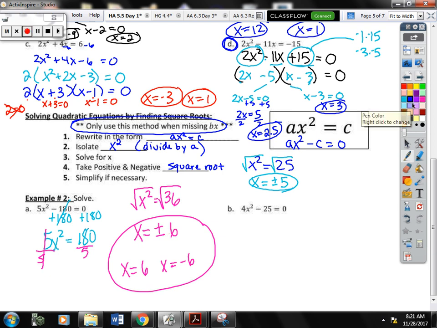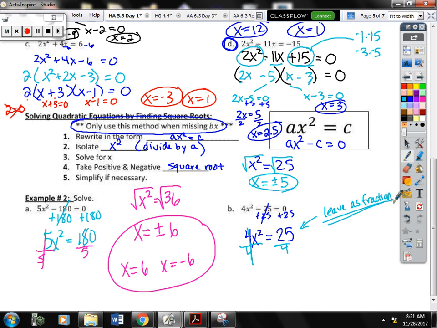Okay, this one, same thing, we're missing a bx term, so we'll add 25 to both sides to get 4x squared equals 25. Now, you will divide by 4, but I would not reach for a calculator to divide that into 25 fourths. If you notice, 25 and 4 are both perfect squares. So it's going to be easier, especially without a calculator, to not get decimals and then have to square root a decimal, but to leave it as a fraction. Especially since part of your quiz Friday will be no calculator.